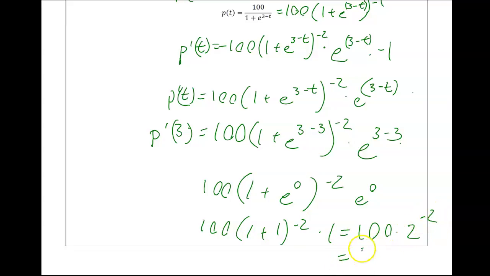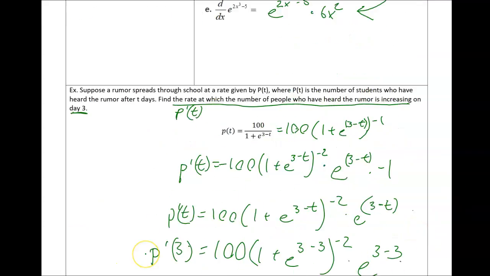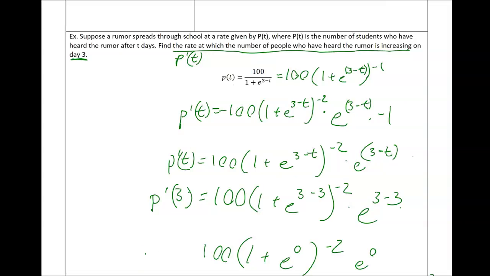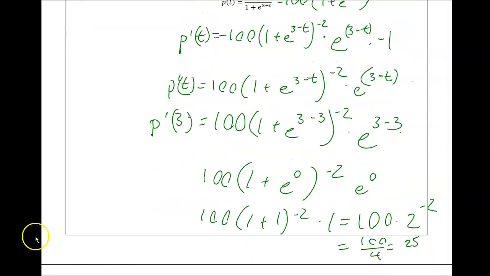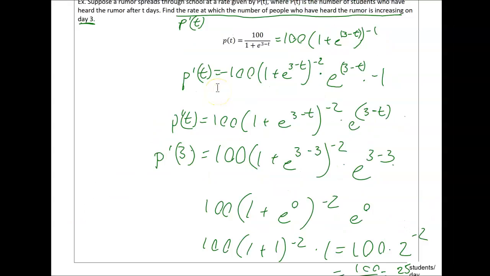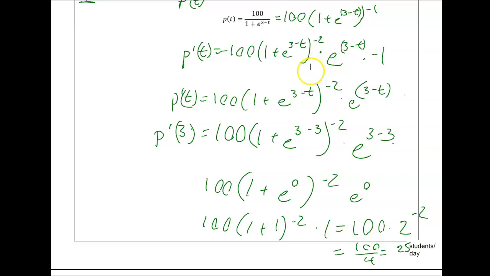And that is really 100 over 4 because of the negative exponent, which is 25. And then we should add a unit here, and our unit is, if we had students in days, say 25 students per day. So that is it. That's the most challenging problem we're going to tackle in this particular video. Make sure you understand how I got all of my work here.